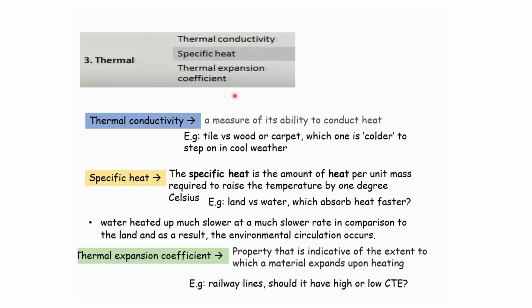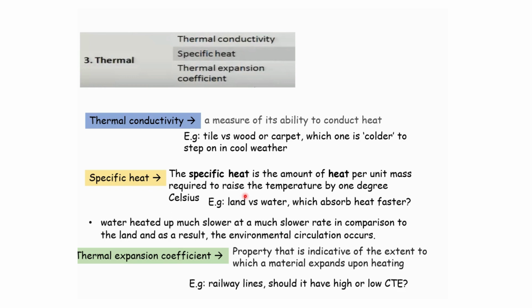Secondly, before the thermal expansion coefficient, we take a look at specific heat. Specific heat is defined as the amount of heat per unit mass required to raise the temperature by 1 degree. For example, if we have land versus water, which one absorbs heat faster? We know that water heats up at a much slower rate in comparison to land, and as a result, environmental circulation occurs.